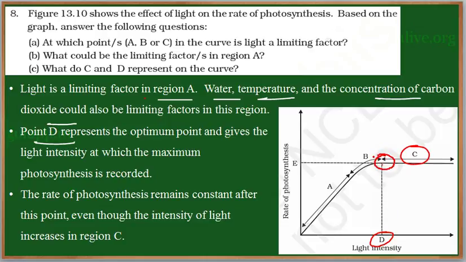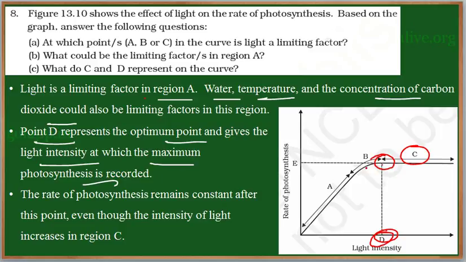So when we join these points, this is the maximum rate of photosynthesis and this is the maximum limit of light intensity. So point D represents the optimum point and gives the highest light intensity which is providing the maximum photosynthesis rate. So at this light intensity, the maximum rate of photosynthesis is reached. So the point D represents that the light intensity is maximum over here.